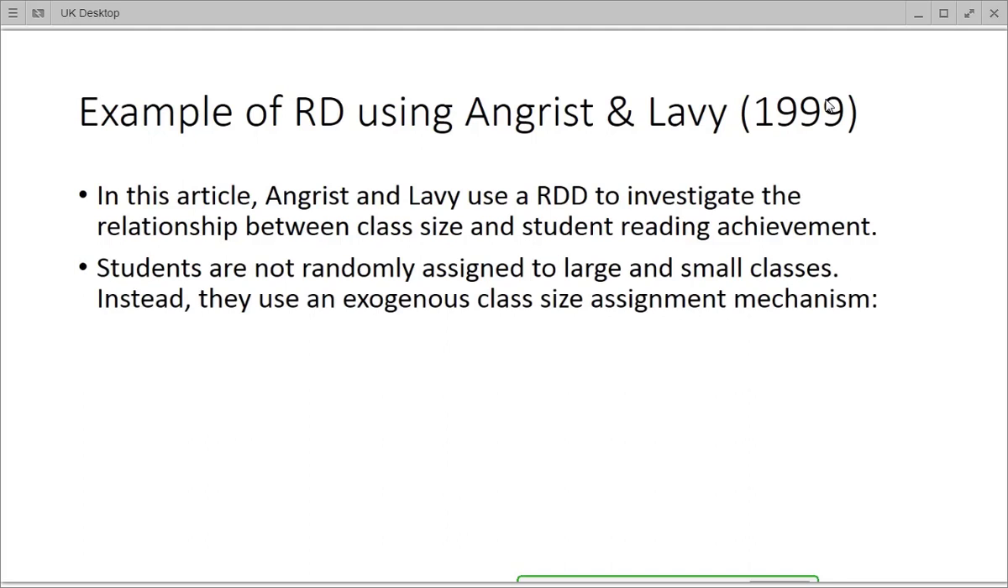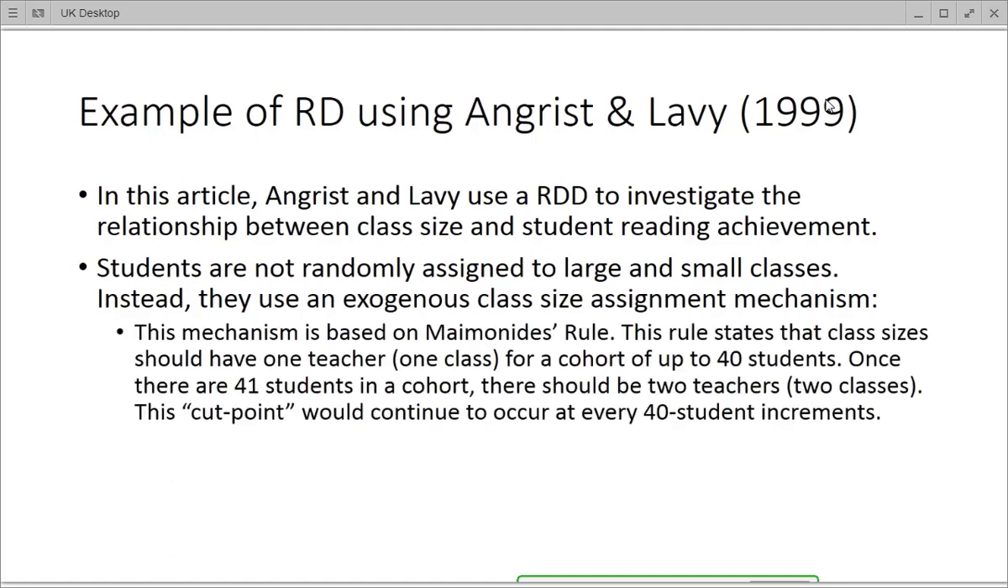Now, students aren't randomly assigned in this context to a large classroom or a small classroom. That would be your standard experimental conditions, whereby we want to look at the effect of small classes compared to large classes. Instead, they use an exogenous class size assignment mechanism based on Maimonides' Rule.